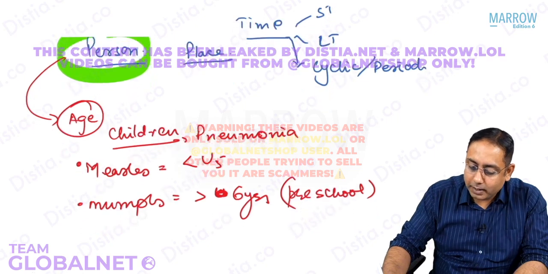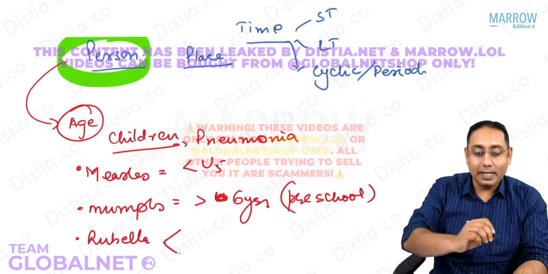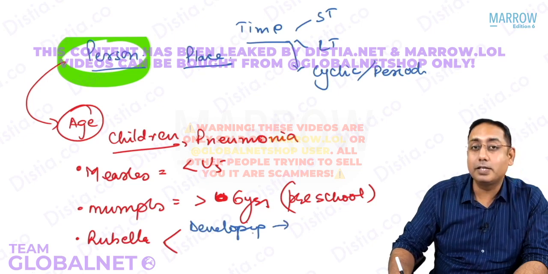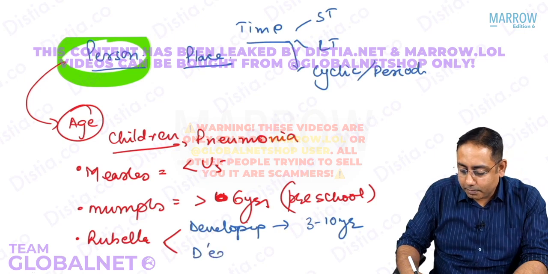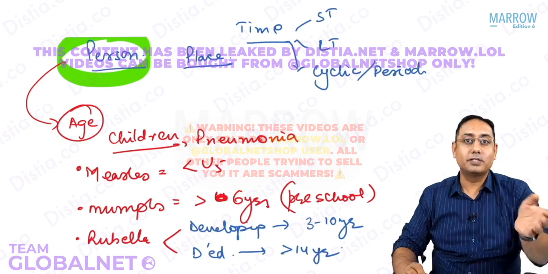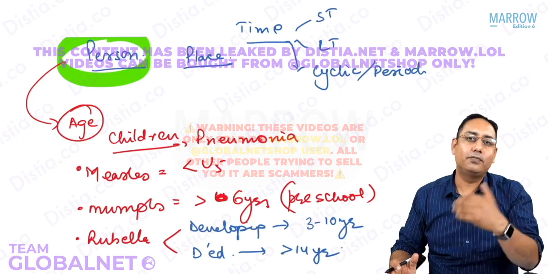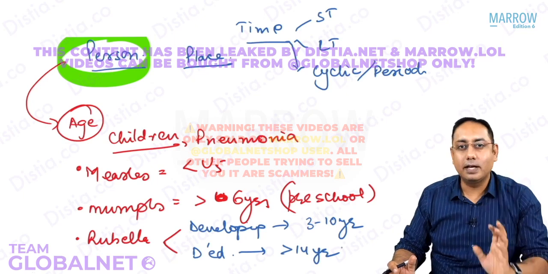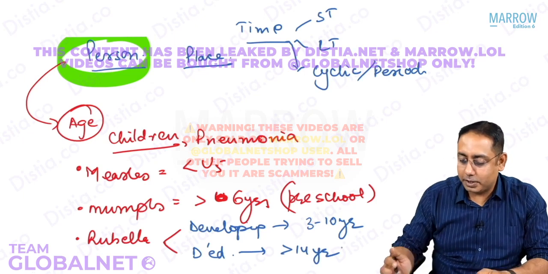If you talk about rubella, it is a problem in developing countries. In developing countries, the rubella age incidence is 3 to 10 years, whereas in developed countries the age incidence, can you believe, is more than 14 years. That is why rubella is becoming a problem in most of the developed countries, because in case it affects a young female who is going to be pregnant, there are higher chances of CRS, congenital rubella syndrome. So there are certain age predilections also.